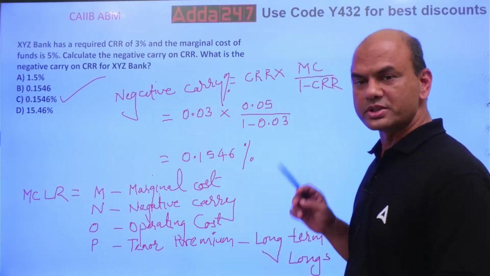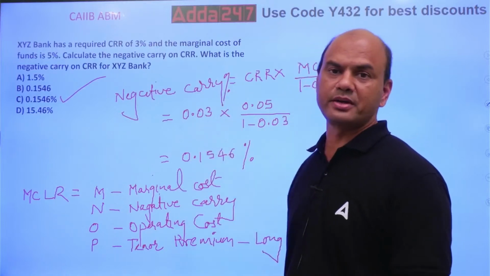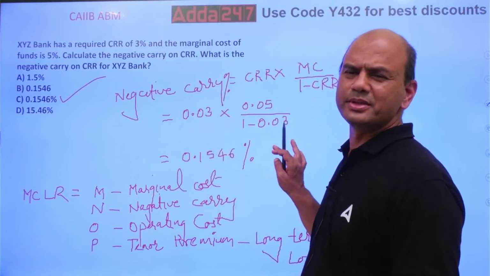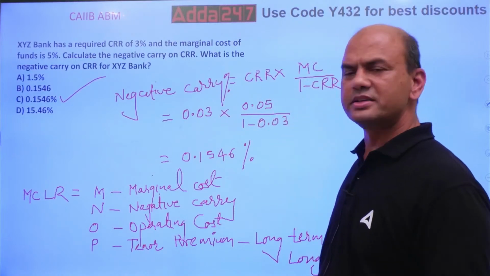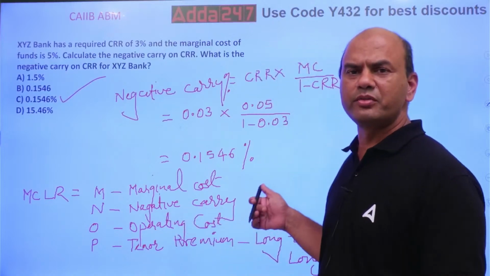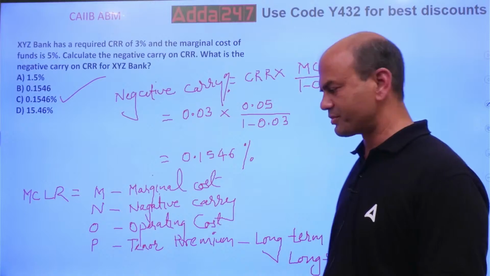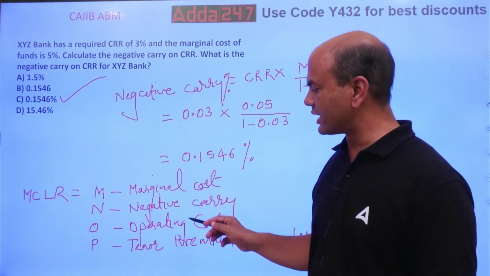Out of this, questions always come on negative carry because this is the main calculation part. And it is very simple: CRR into marginal cost upon 1 minus CRR. Simple, very simple, isn't it? You will be easily able to calculate. 1 mark is in your pocket.